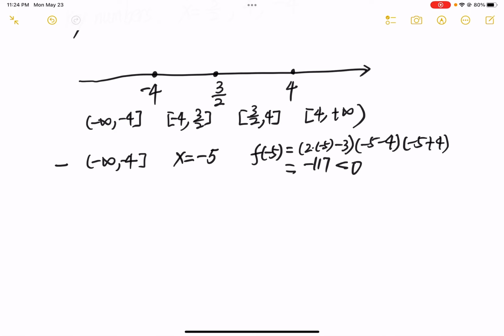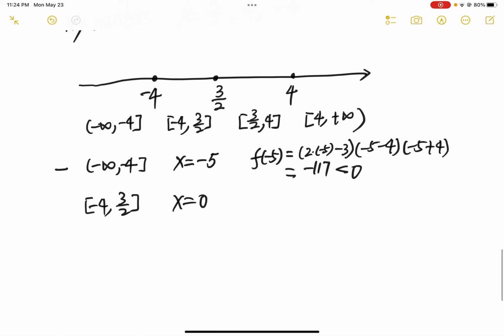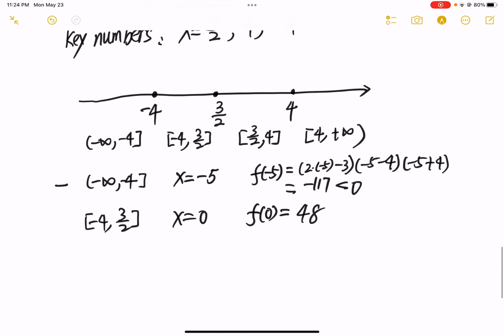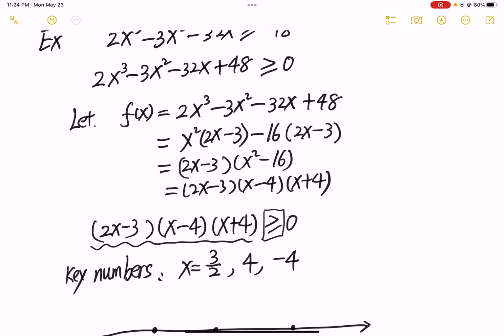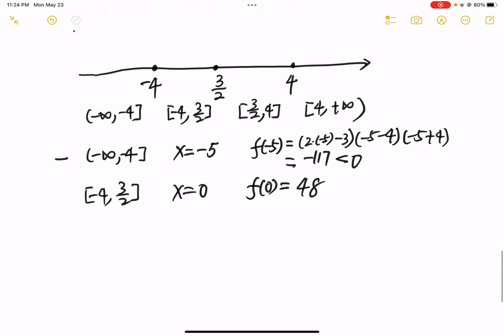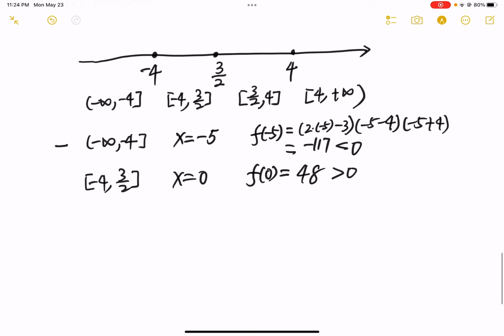On the interval from negative 4 to 3 over 2, we can pick x equals 0. You can pick an arbitrary number, such as x equals negative 3, but 0 is more convenient. So you plug 0 into f, and it's equal to 48. You can use either form of f, whichever is convenient for you. This is greater than 0, so it is positive on this interval.